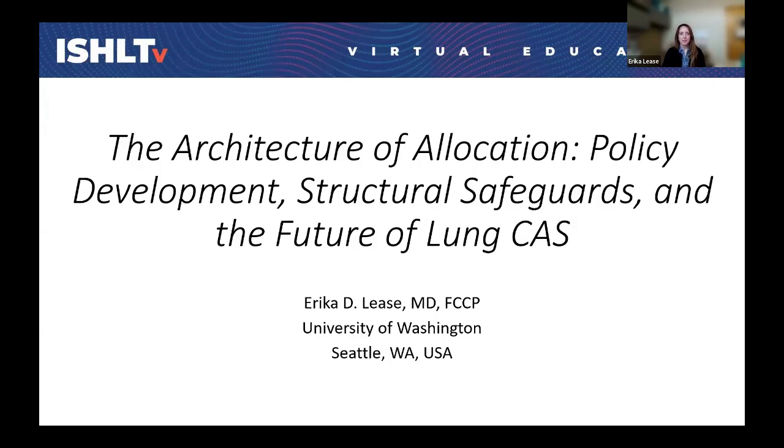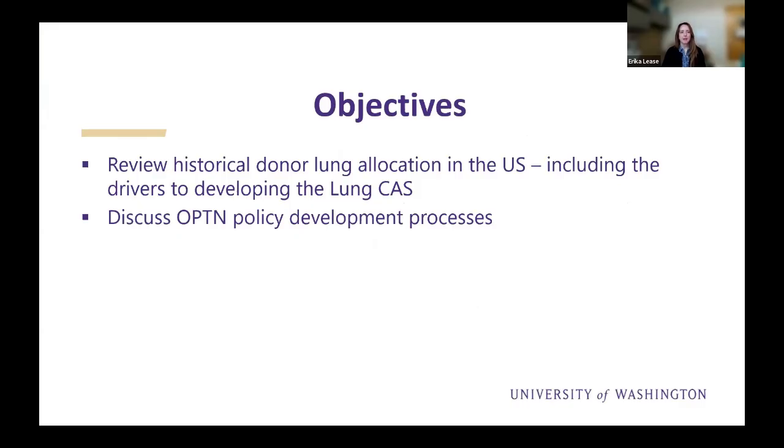So I'm going to get right into it. Today I'm going to talk a little bit about historical donor lung allocation in the United States, and then include some of the drivers that led to the developing of the lung composite allocation score. And then I'll get into how OPTN policy development processes actually work.